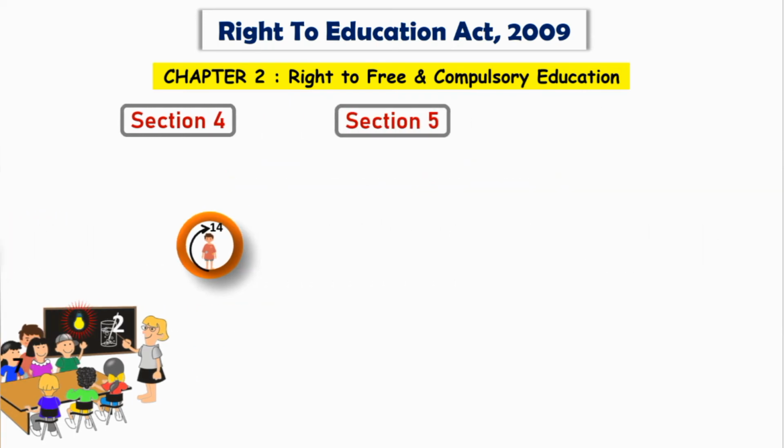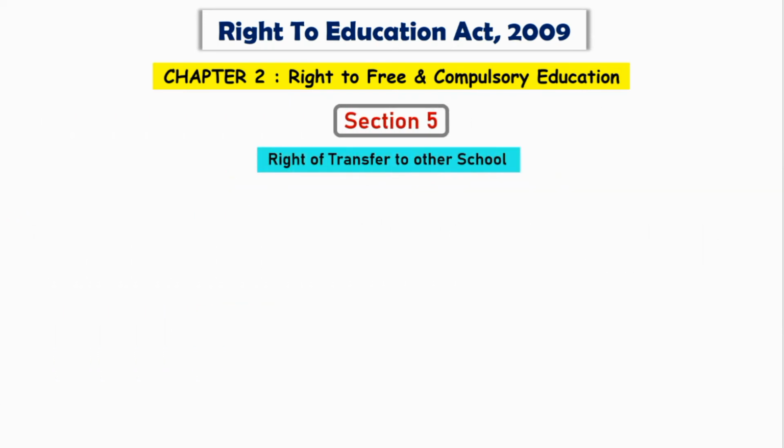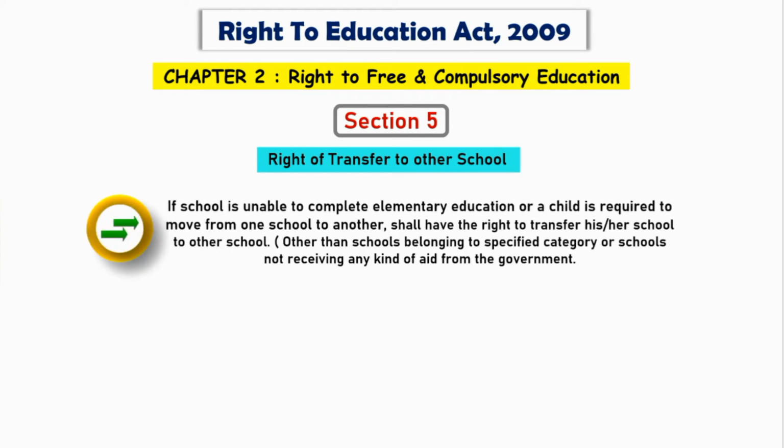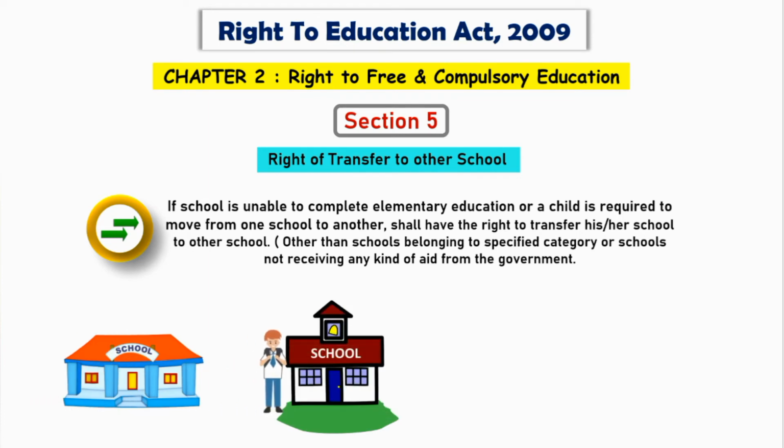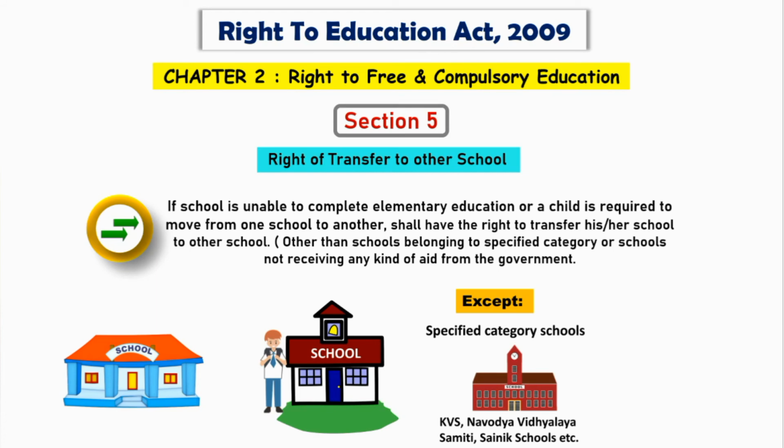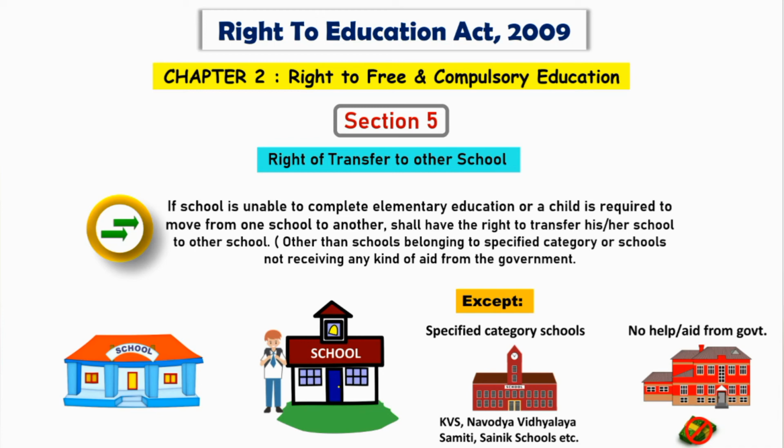Now section 5 is about the right of transfer to another school. So according to this, if a school is unable to complete the elementary education or a child is required to move from one school to another for any reason whatsoever, a child shall have the right to transfer to any other school, other than the schools belonging to a specified category or schools not receiving any kind of aid or help from the government.